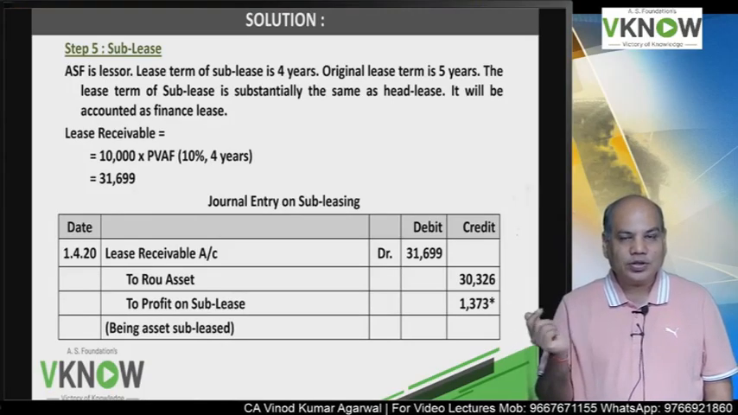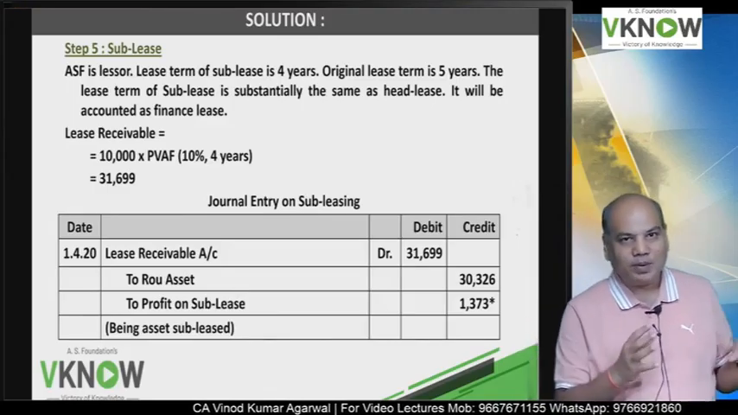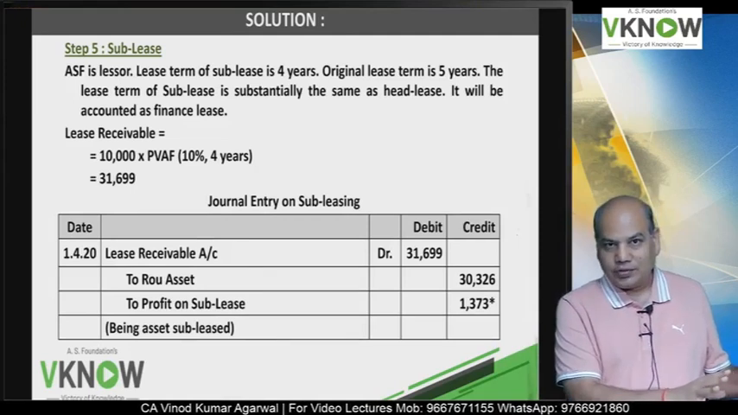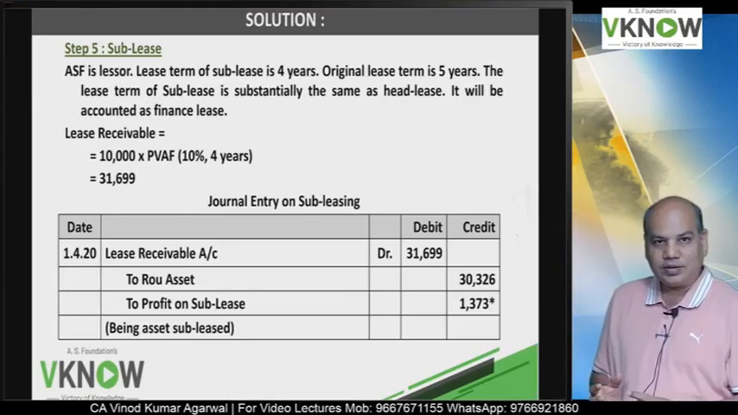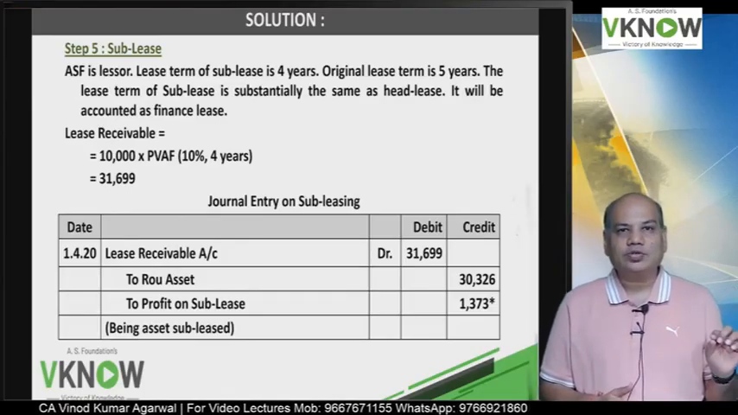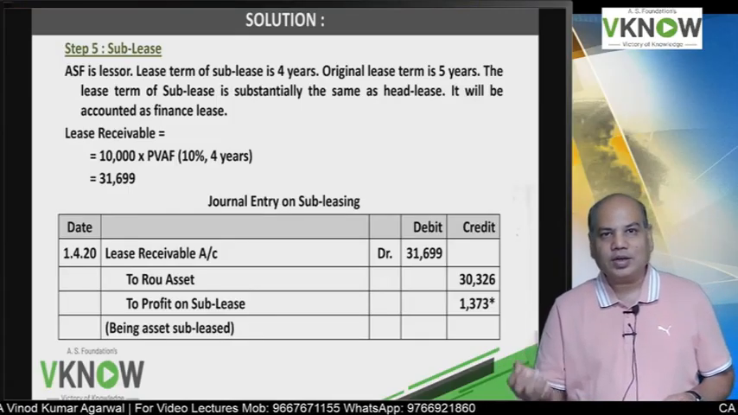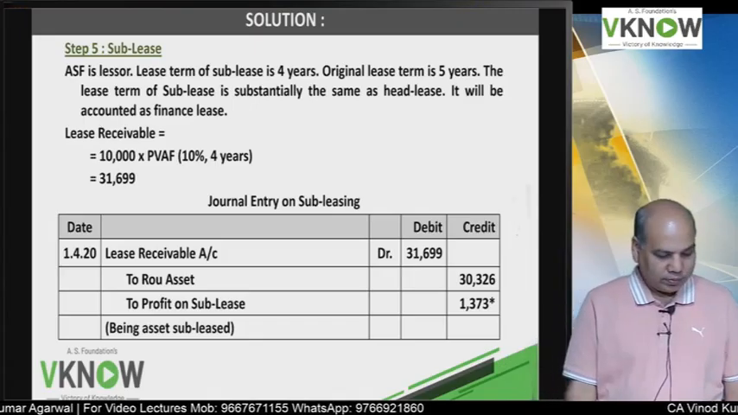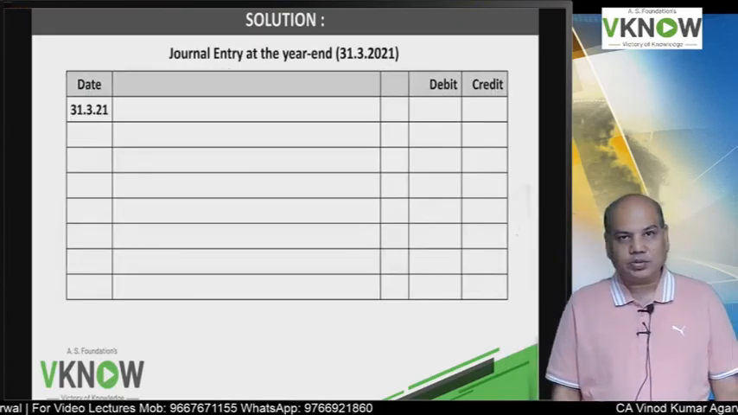On 31st March 2021, on one hand we have to make payment to the lessor under the head lease, and we have to receive payment from the lessee under the sublease. We have to recognize finance cost on the head lease and finance income under the sublease. Okay, so let us write the journal entry on 31st March 2021.